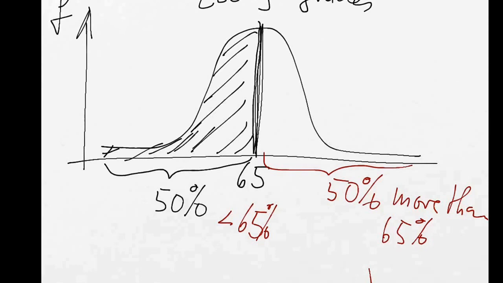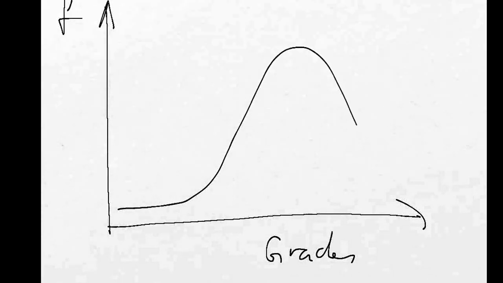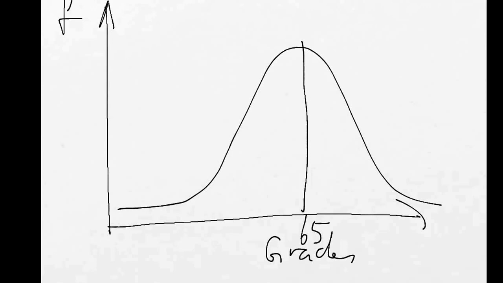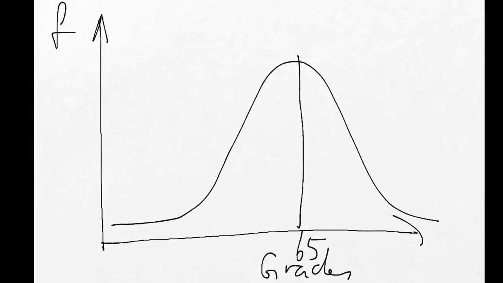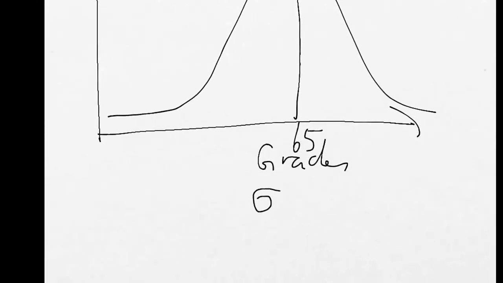Now, of course, I can go further. Frequency, grades, 65. And when I did the calculation, I calculated the standard deviation, and we discussed how we can calculate the standard deviation. The standard deviation in this case is 10.